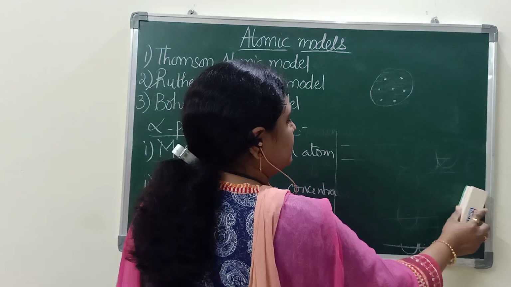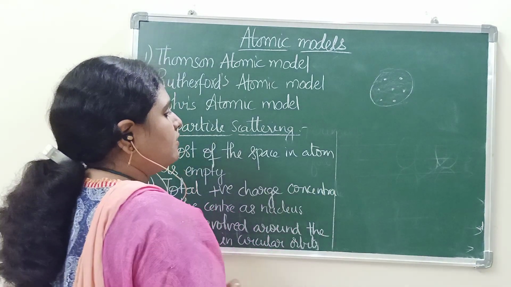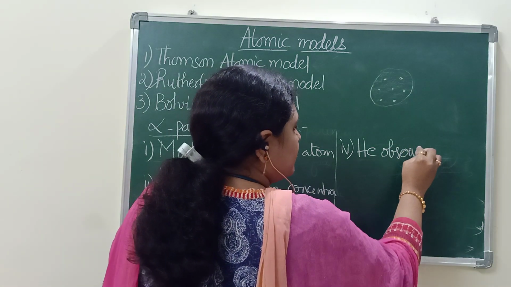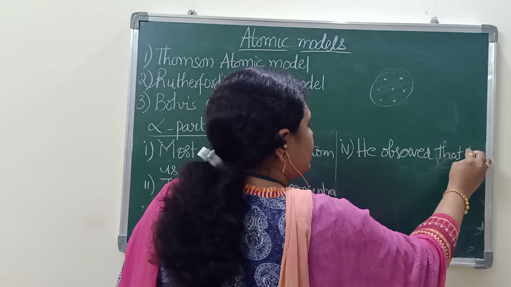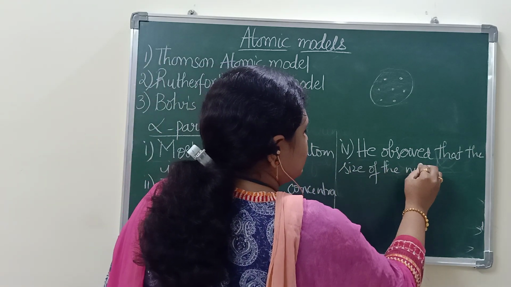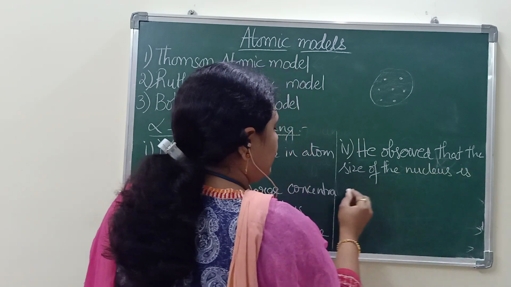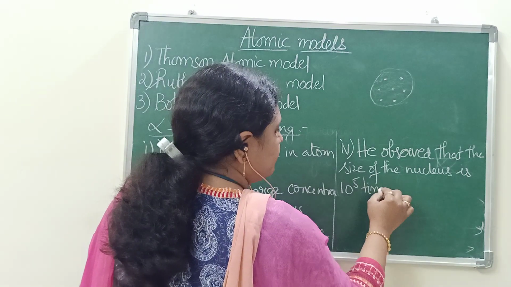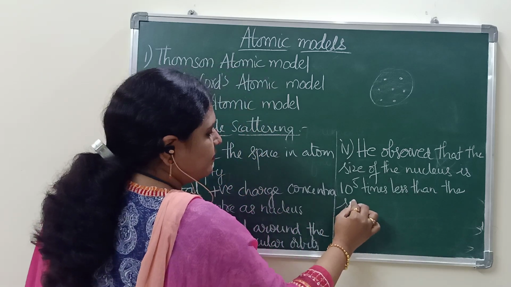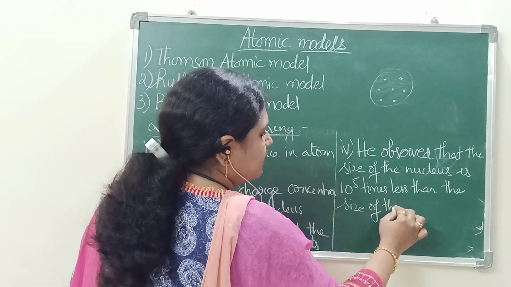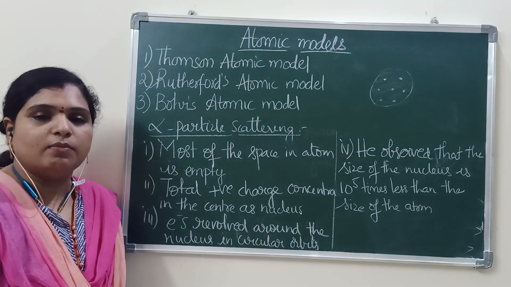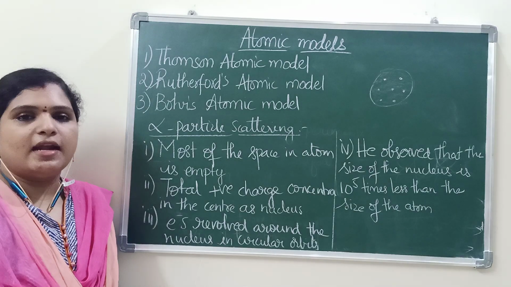He observed that the size of the nucleus is 10 power 5 times less than the size of the atom. These are the postulates proposed by Rutherford based on his alpha particle scattering experiment.